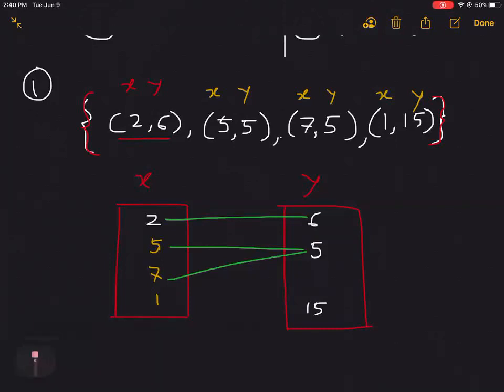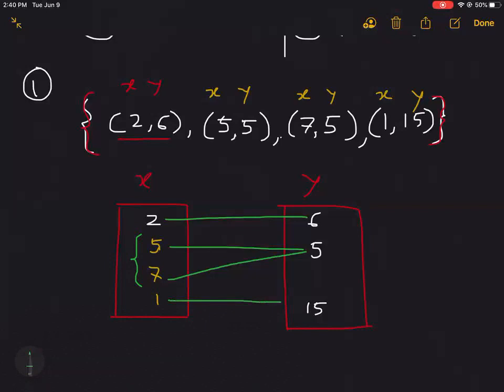For both 5 and 7, as you can see, we have a relation with 5. So you can avoid writing 5 twice and write it in this fashion, okay? So next up, we have 1 with 15.